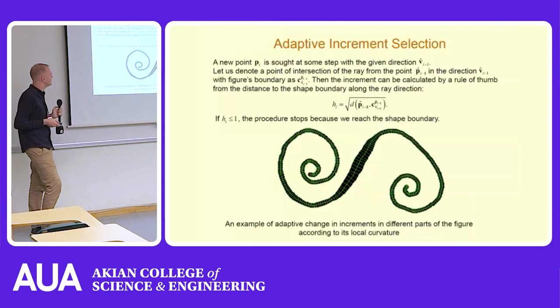And yes, when the distance to the boundary is short, our algorithm begins to be more accurate and less risky, as I can say. And when the boundary is far, we can make much longer steps. That's the idea.